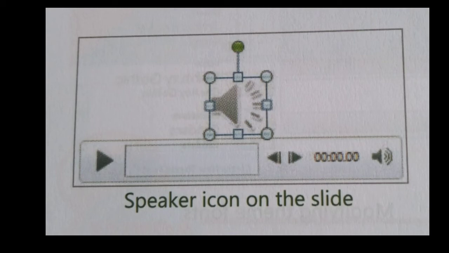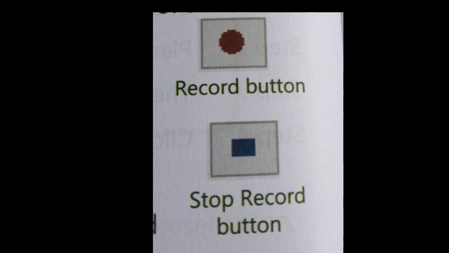To do this, a microphone needs to be attached to the computer. Once the microphone is attached, follow these steps. Step 1. Click on the drop down arrow below the audio icon on the Insert tab of the ribbon. Step 2. Select Record Audio option to open Record Sound dialog box.